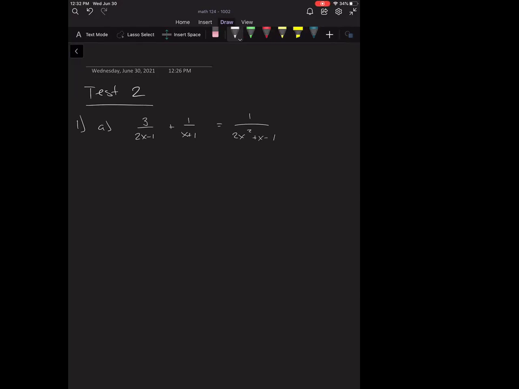plus x minus 1. So we said before, when we're solving these equations for x and x is in the fraction, we want to get rid of the fraction. And we want to get rid of the fraction by multiplying everything by the common denominator. So to find the common denominator, the easiest way to do this is make sure all the denominators are factored. So we can't factor this, we can't factor this.